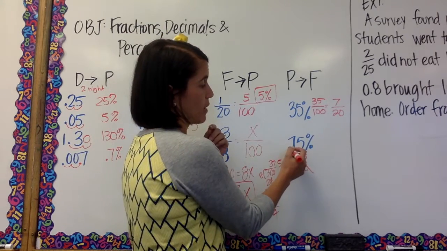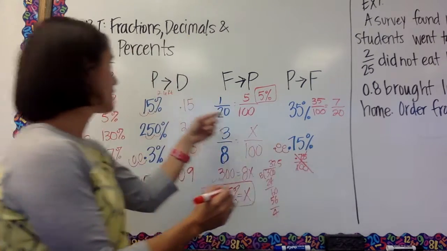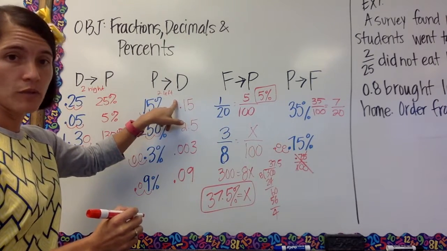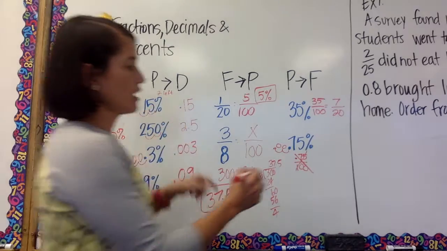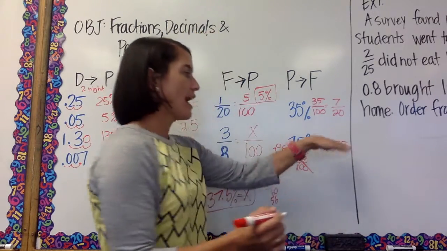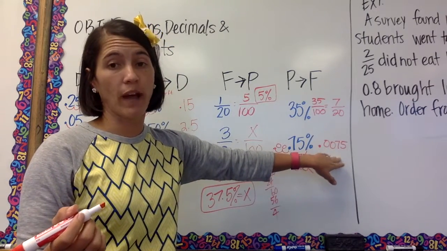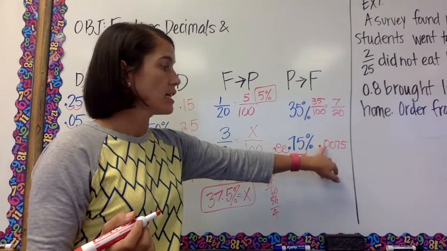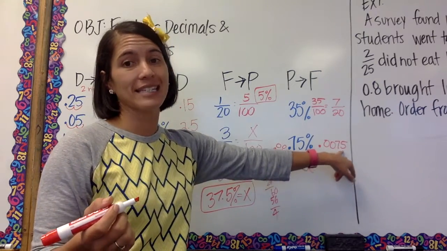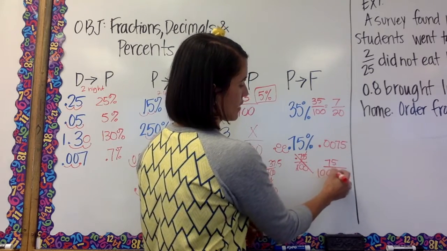So I'm going to move my decimal 2 times, because remember, a percent to a decimal means you move it 2 to the left. So 0.0075. And now I have a decimal that I can rewrite as a fraction. So this was tenths, hundredths, thousandths, 10 thousandths. So 75 over 10,000.